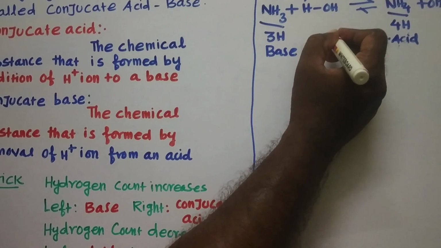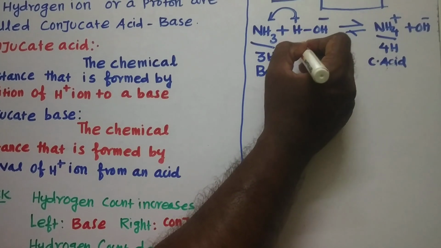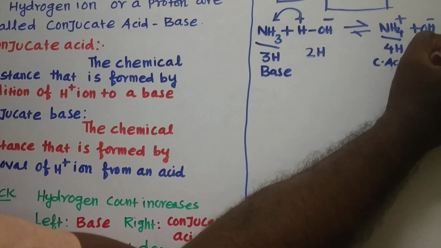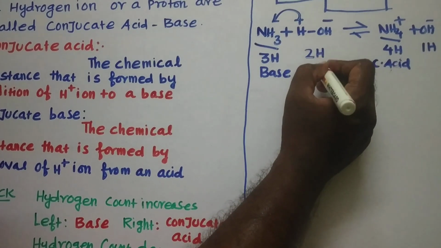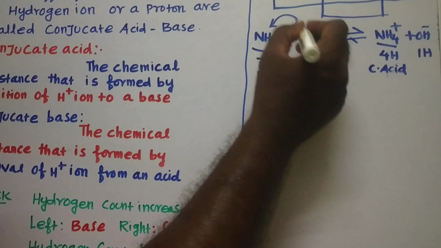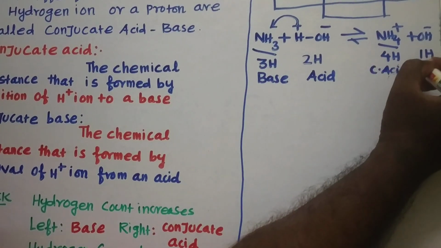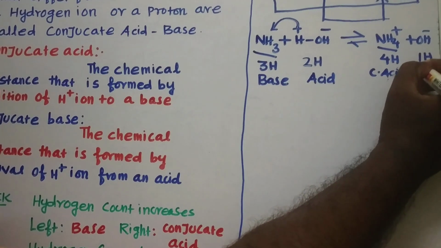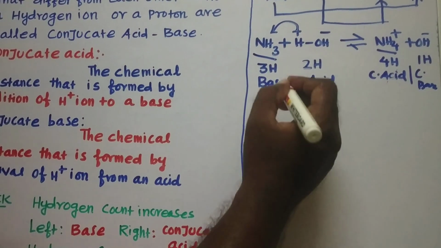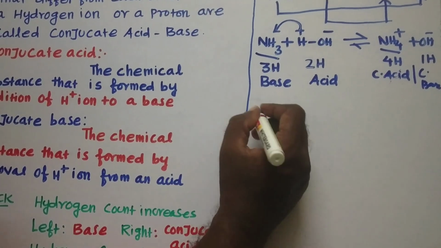Here water contains 2 hydrogen atoms. Here it contains 1 hydrogen atom. Therefore here water acts as an acid and donates the H plus ion to the ammonia that acts as a base, then forms a conjugate base. Okay, this is the second example. Now we are going to see the third example.